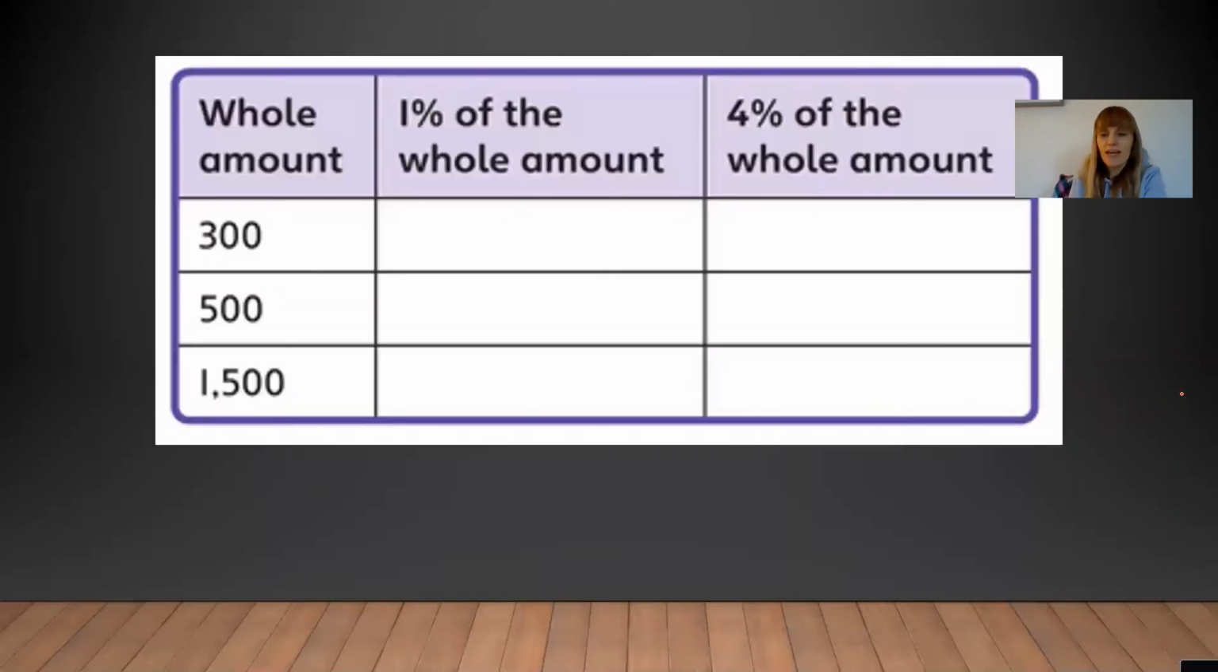Now let's have a go at the other one. So this is the one we've just completed. We've just said in a box of 300 bars, how did we work out 1%? Well, we did 300 divided by 100, which gave us 3. And then we took that 3 because we're working out 4% and we times it by 4 to give us an answer of 12. Now, can you do the same for these next two? Pause the video and work out 1% and then 4% of 500 and 1,500.